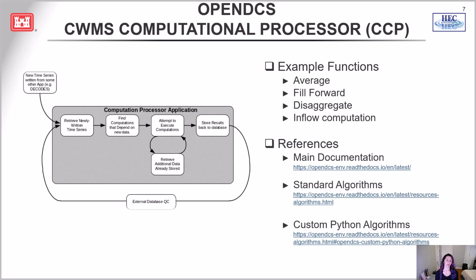Some examples are that you can average across time series, you can take a point and fill forward from that point in your time series, you can disaggregate an entire section of time series, and you can create complex inflow computations. For those of you who are interested and would like more information on the SWMS Computational Processor, CCP, there are references here available for you to review. They will also be available in the description below.